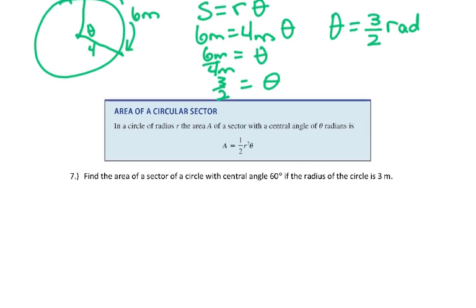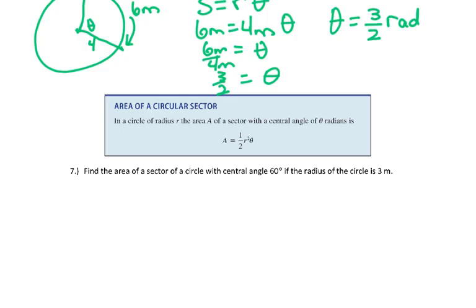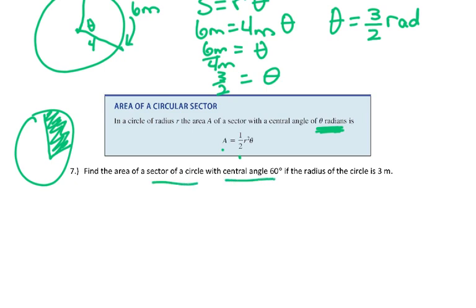Finally, our last formula is for area of a sector. So we're talking about finding the entire area of a sector, and that formula in radians is area is equal to 1/2 r squared times theta. So again, this formula is when our angle is in radians. So find the area of a sector. Central angle is 60 degrees.